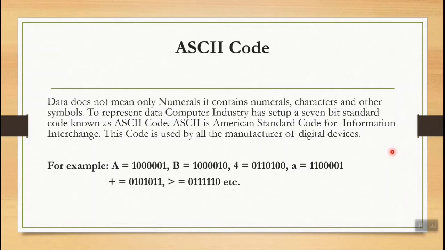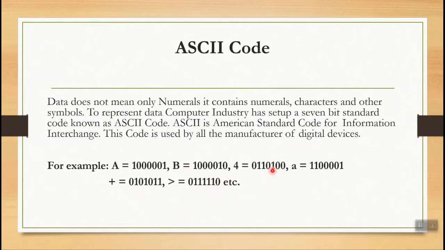This is a 7-bit code to represent data in computer. A 7-bit code is like this. For example, you see, A is written 1, 5 zeros and 1. B is written 1, 4 zeros and 10. 4 is written 0 double 1, and then 0100 like that. Similarly, the plus symbol is written like this. The greater than symbol is written like this.